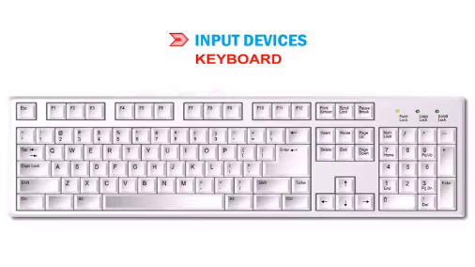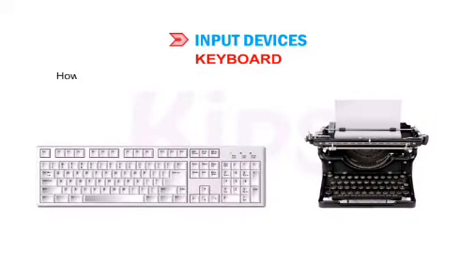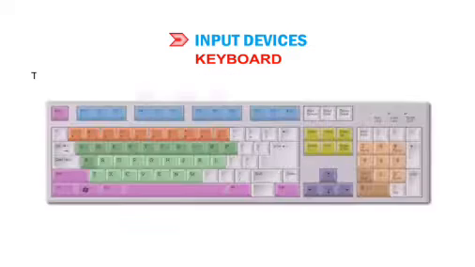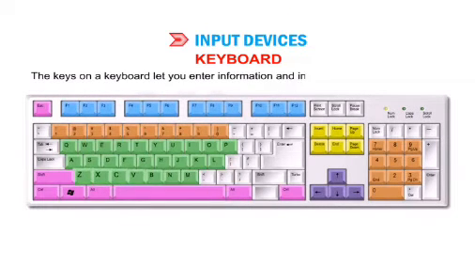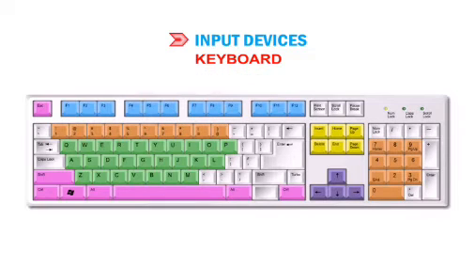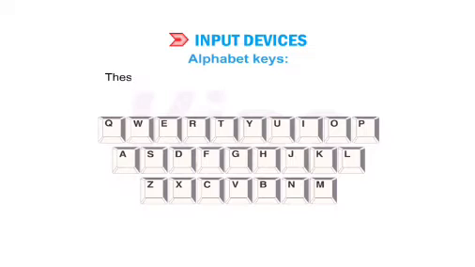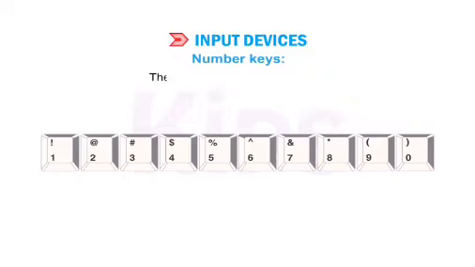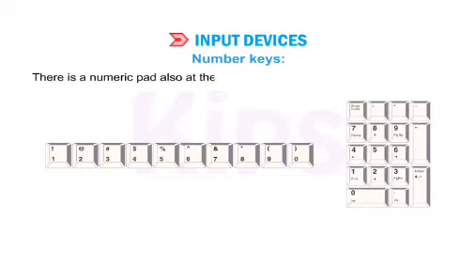Keyboard. A computer keyboard's layout is quite similar to a typewriter. However, compared to a typewriter, a keyboard has some additional keys. The keys on a keyboard let you enter information and instructions into the computer. The keys of a keyboard are classified into 5 categories. They are alphabet keys. These are 26 in number and used to enter letters. Number keys. There are 10 number keys, 0 to 9. There is a numeric pad also at the right side of the keyboard which consists of 17 keys.